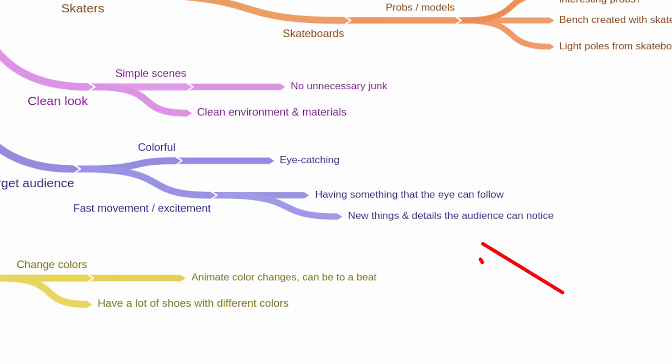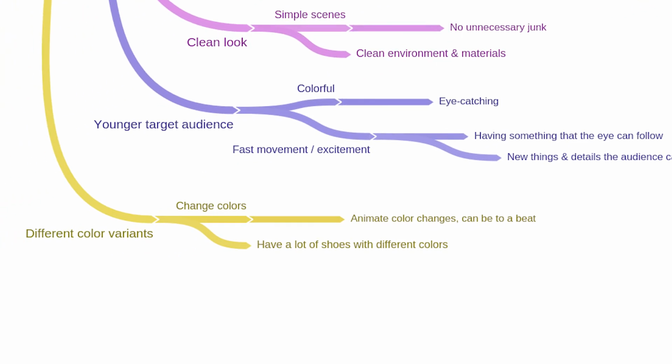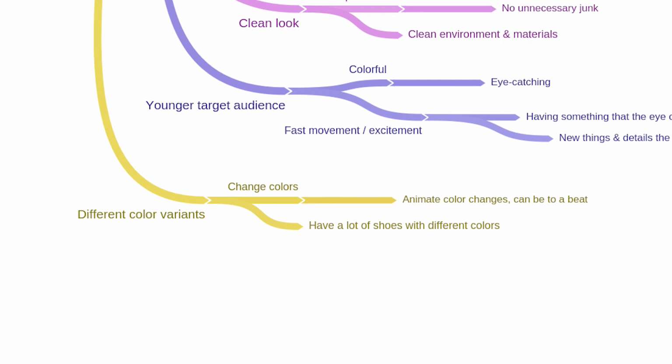Okay, new things and details the audience can notice. What could that be? So colorful, as I wrote here. And that's, again, just to tie everything together, have some colors, but it also does stand out, I feel like, if you have something in a bright red or bright blue, something like that. You know, the shoes have to be eye-catching. Okay, and then I wrote different color variants, change colors. So what could that be?